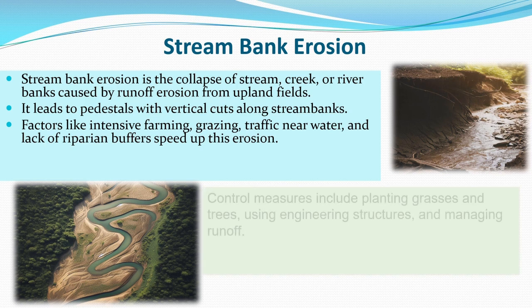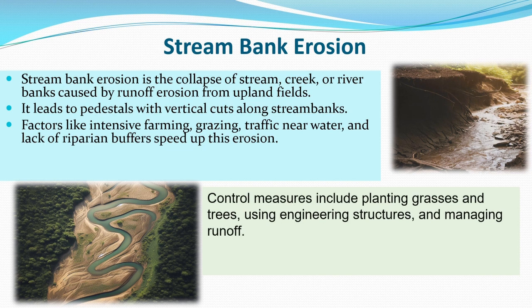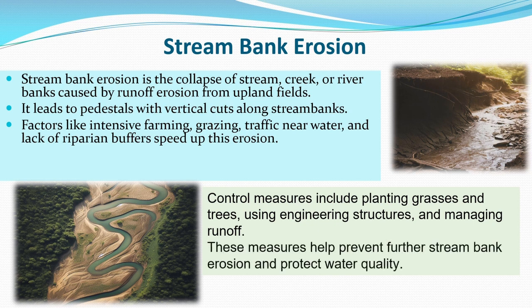So what are the control measures that can be used for reducing or preventing stream bank erosion? Well, they include planting grasses and trees, using engineering structures to manage the runoff. These measures will help in prevention of further stream bank erosion, and it will also protect the quality of water.